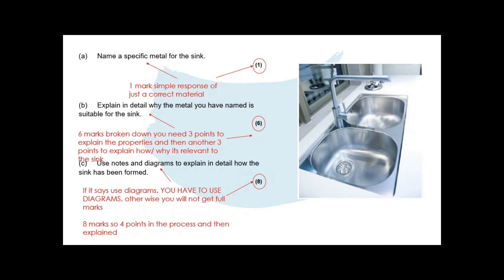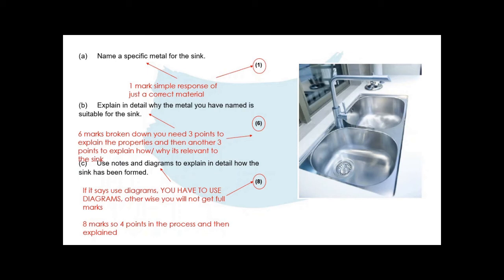So the first one, name a specific metal for the sink. So that is 1 mark. So that's a simple response. Just state it, you don't need any explanation. Part B is explain in detail why that metal you've named is suitable, 6 marks. So broken down, realistically, that's 3 points to explain the properties, because that's why it's asking you how is it suitable. You need to talk about the properties of that material.